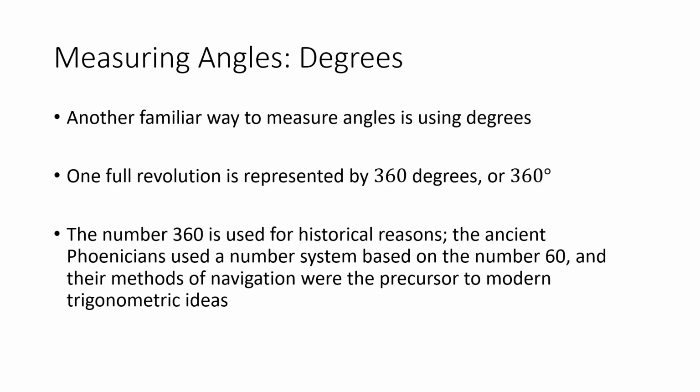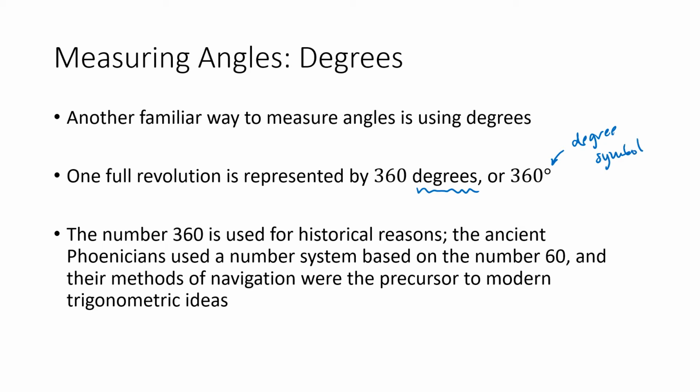A more common way of measuring angles is by using degrees. And this is probably familiar to many of you. One full revolution here is represented by 360 degrees, which sometimes we'll write out as the word degrees, or sometimes we'll use this little circle symbol. And that's not a 0, right? So that's not the number 3600, that's 360, and then the degree symbol that we see there.